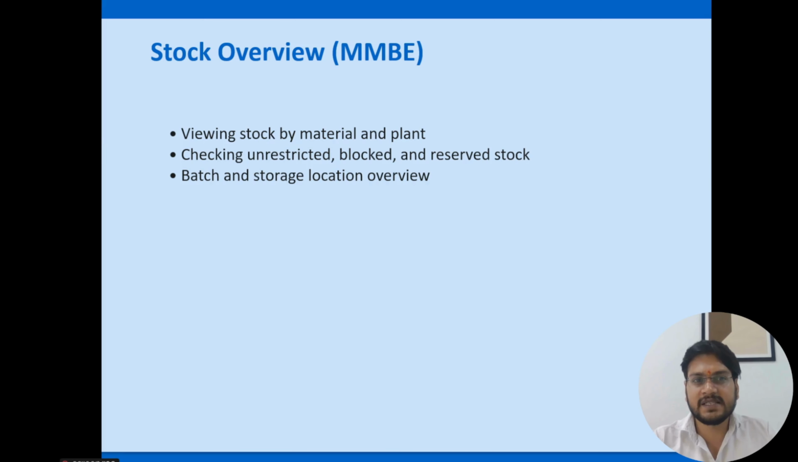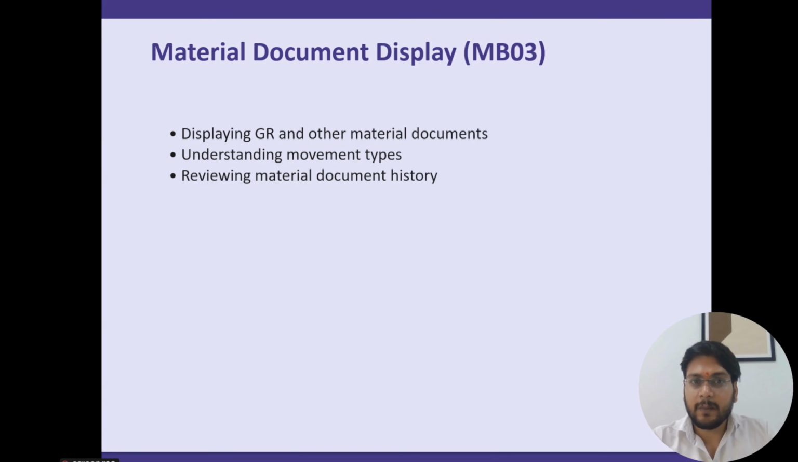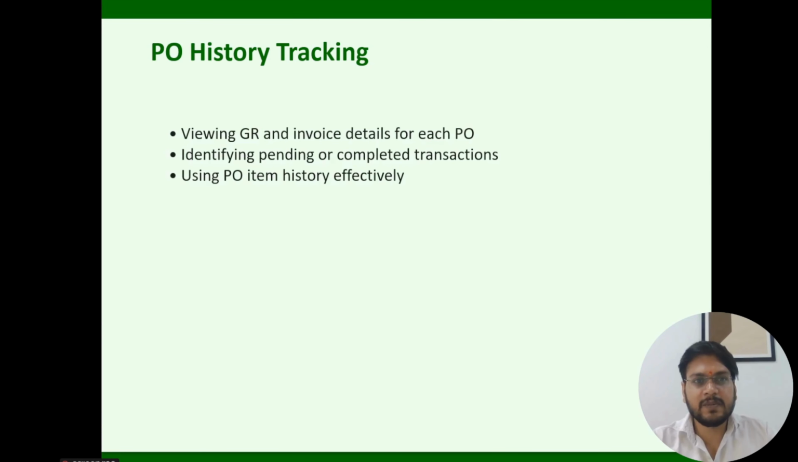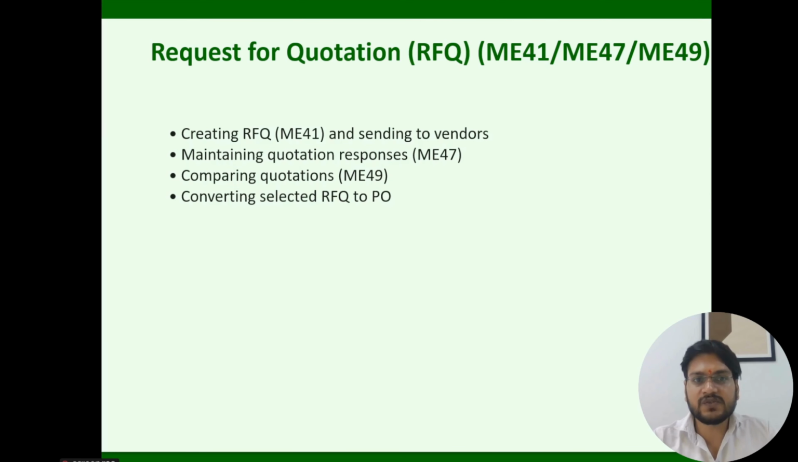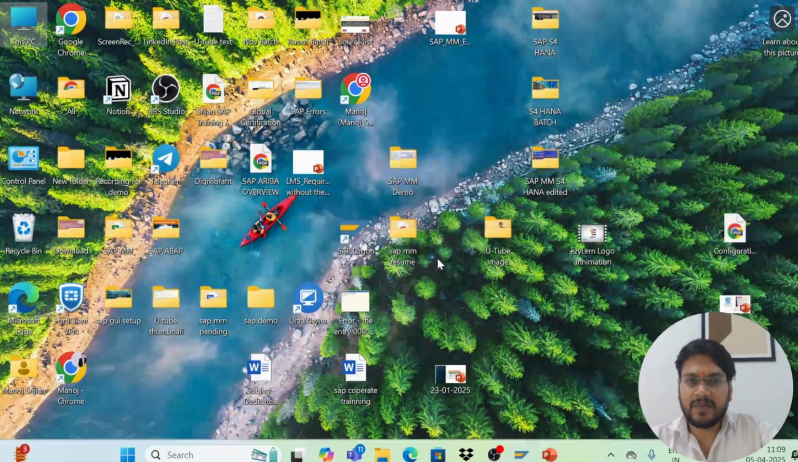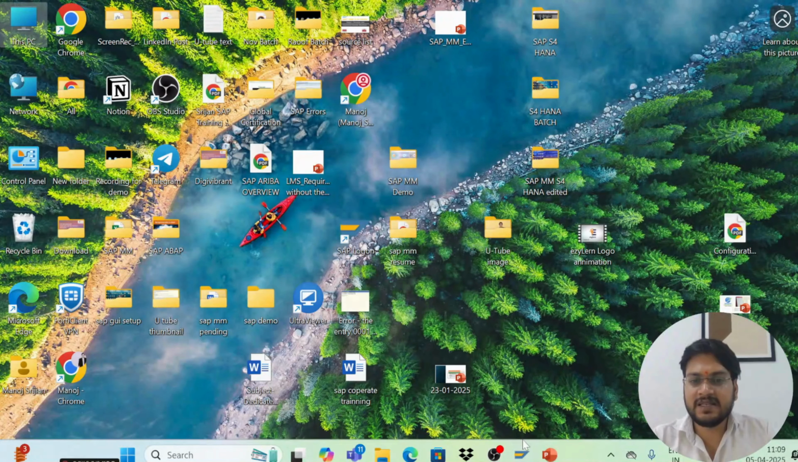We will see how, as an end user, we can see the stock overview, like how much stock is available on the company's premises, and as per that we can create a PO. Material document display, we will see PO history tracking, right? Release strategy, what is release strategy, what's the business use of release strategy, how to do that, we will see each and everything. Request for quotation, how to create a request for quotation and what the T code is for that, we will also see. So let me take you simply to the SAP Easy Access screen.